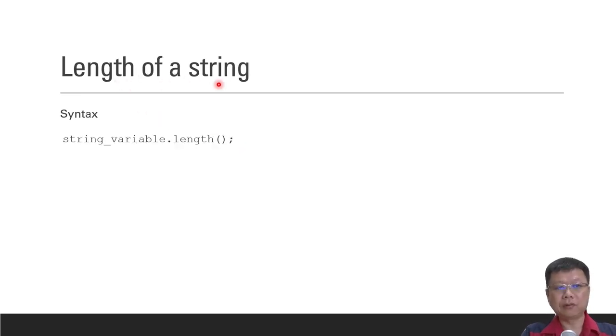We move to the length of a string. The function is very simple: the variable name followed by dot length. That's all. Let's try the programming part.